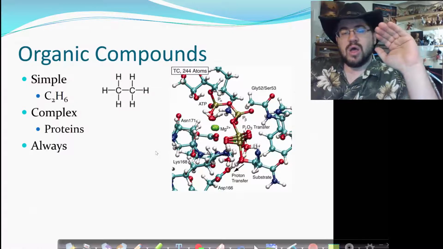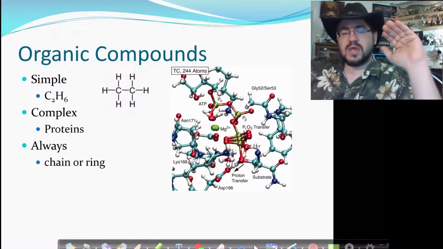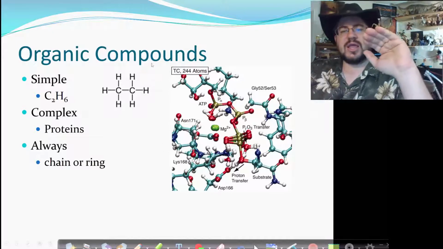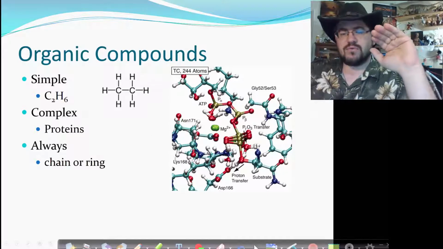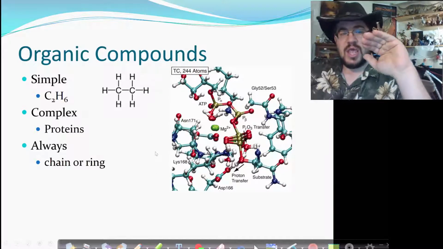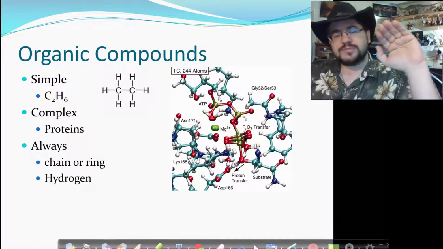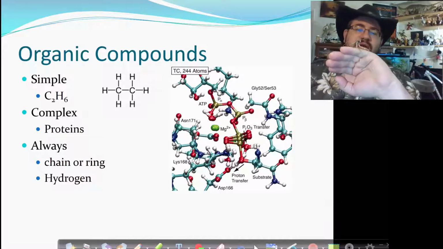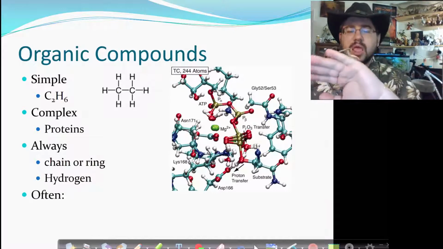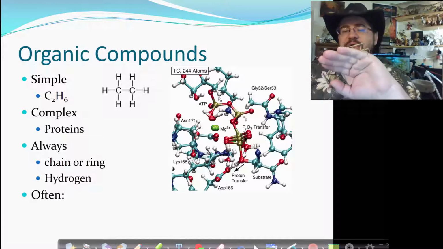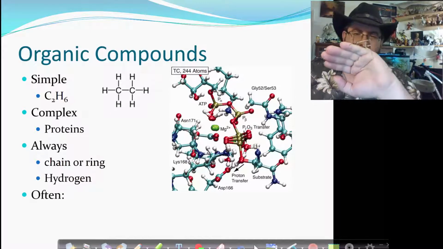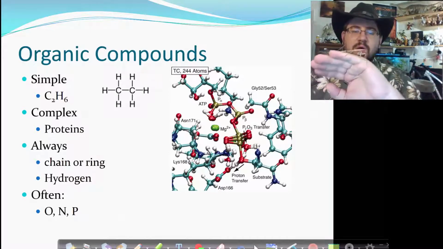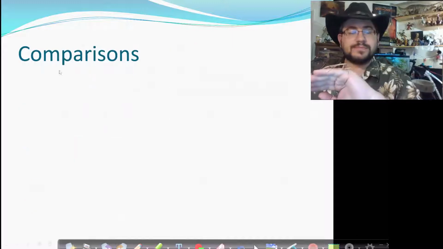These are always consisting of a chain or a ring structure, or both. So it can be a simple chain like I've been drawing. It can also have rings of interconnected carbons, and it can have chains with rings. They always have hydrogen attached to them. Organic compounds always have carbon and hydrogen. And you will often find a lot of those electronegative atoms attached to it, like oxygen and nitrogen, phosphorus, all over in there.